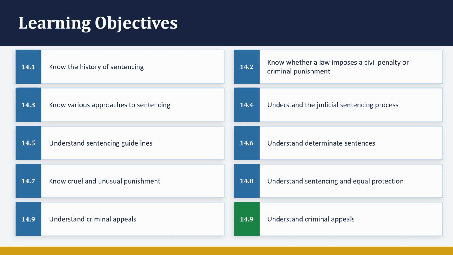Objective 14.8 covers the Equal Protection Clause's role in criminal sentencing, including the difficulty of McCleskey v. Kemp and the Racial Justice Acts. Objective 14.9 covers criminal appeals, the right to appeal, the final judgment rule, interlocutory appeals, the plain error and harmless error doctrines, the automatic reversal rule, and habeas corpus.